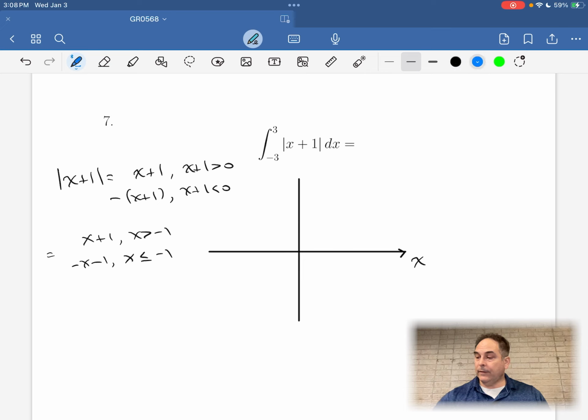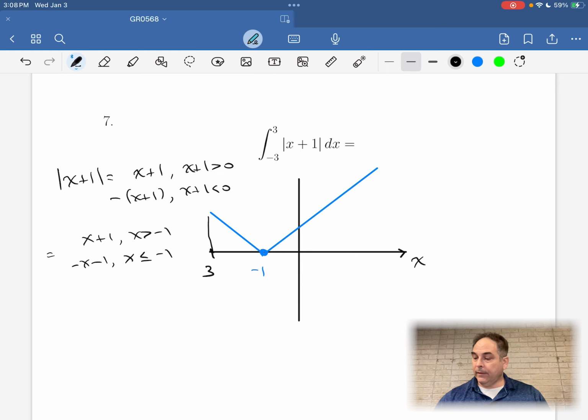So if I were to graph this here, let me put the point -1 here. A linear function that does this, increasing with slope 1, and then a function that decreases with slope -1. All right? So there's one geometric argument that's relatively simple, where we just say, okay, this is the integral from -3 to 3.